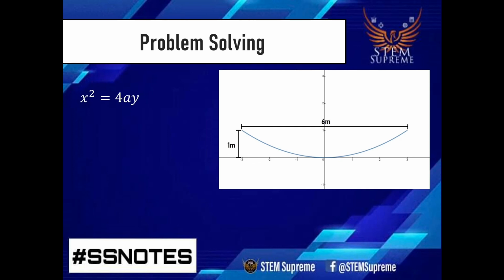By plugging it in the equation for a parabola that opens upward, we get 3 squared equals 4a. Let's flip the equation so that a will be on the left side, and let's get 3 squared, which is 9. By dividing both sides by 4, we get a equals 2.25. Therefore, the distance of the pipe from the vertex is 2.25 meters.